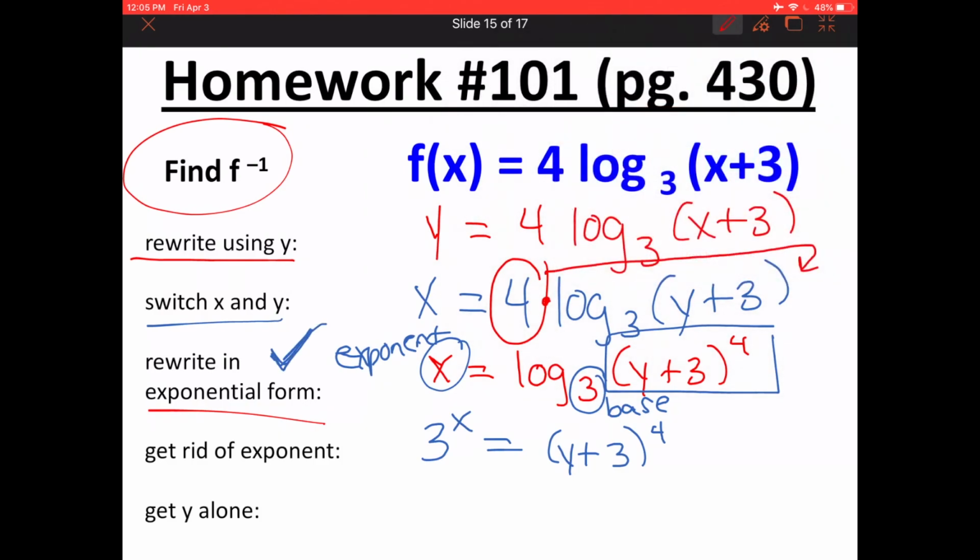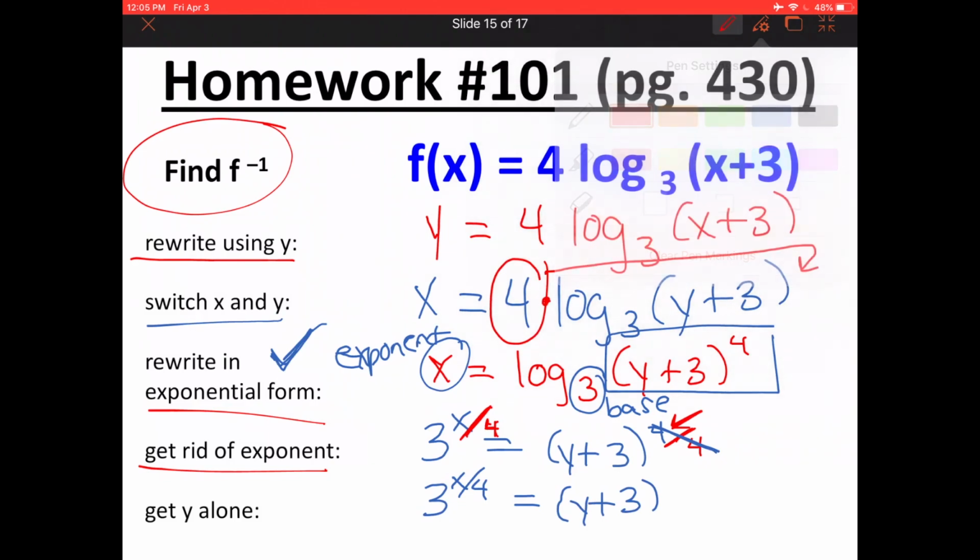My next step is to get rid of the exponent. So I want to get rid of this 4. In order to get rid of this 4, how can I do that? If I just want my exponent to be 1, I can divide by 4, because then the 4 and the divide by 4 would cancel out. But if you do it to the right side of the equation, you have to do it to the left side of the equation. So to get rid of the exponent, I now have 3 to the power of x divided by 4 equals y plus 3. Because here on the right, they cancel out.